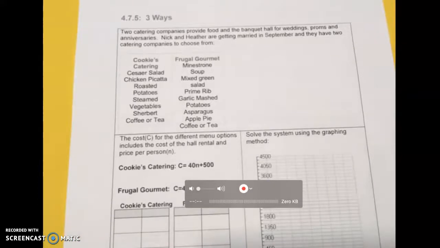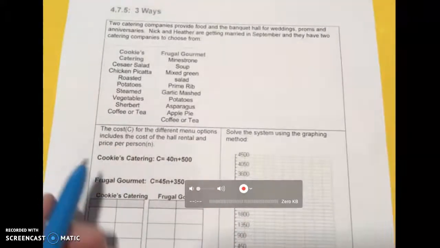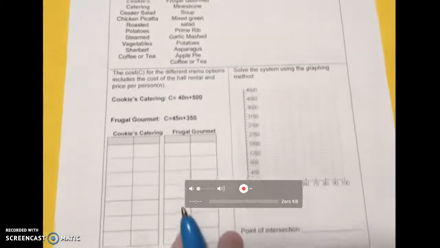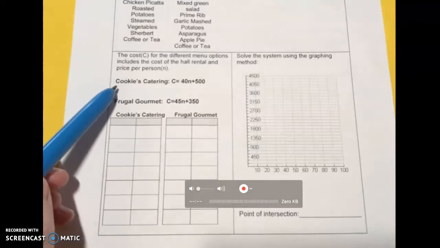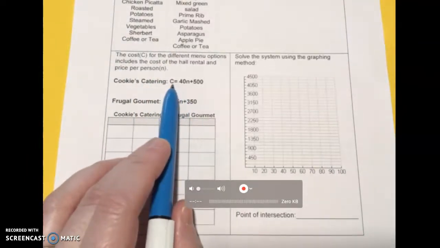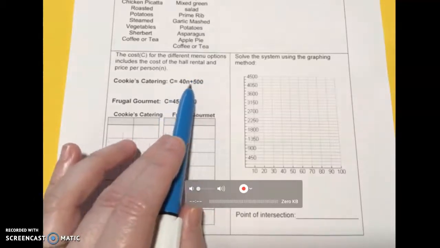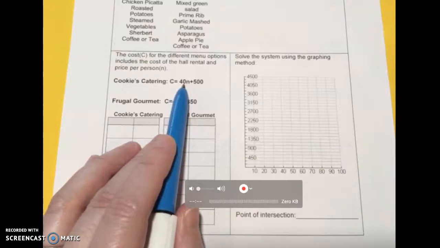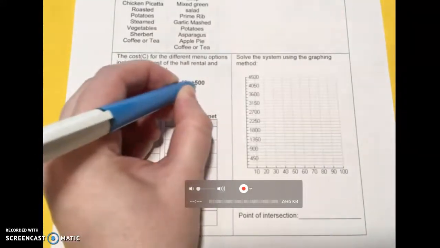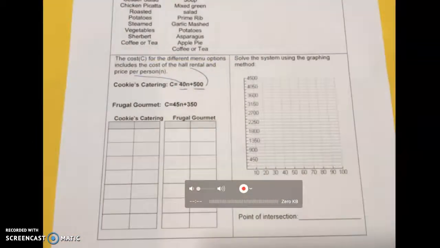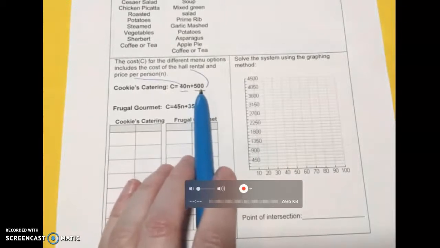So this problem has two catering companies. We have Nick and Heather, they're getting married in September, and they want to choose from two different companies. So the cost for the food from each company is given by these two linear equations. So Cookies Catering, the total cost is a base price of $500, so that's for the hall rental. And then for every person they invite, it costs $40 for the food. So this is the base price, this is the rental, and the $40 is price per person. We can think of this as our starting point, and this is our rate of change. This is our y-intercept, this is our slope.